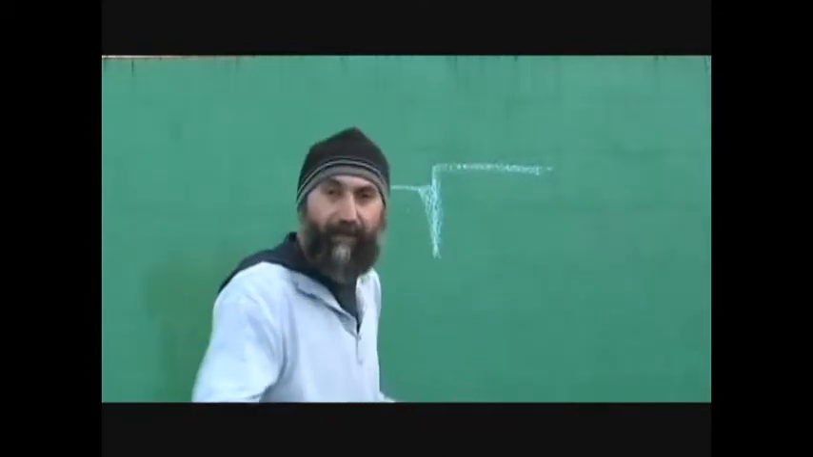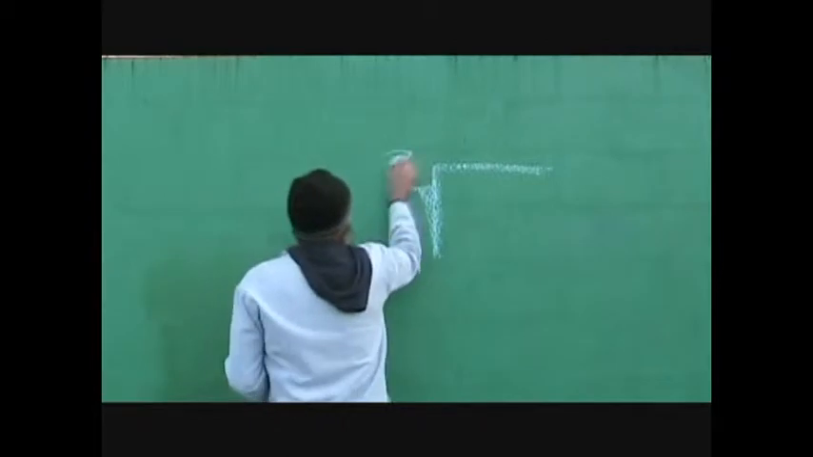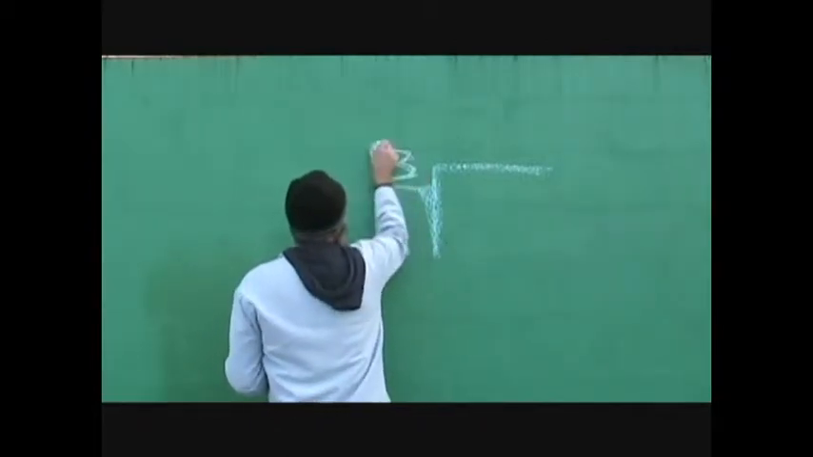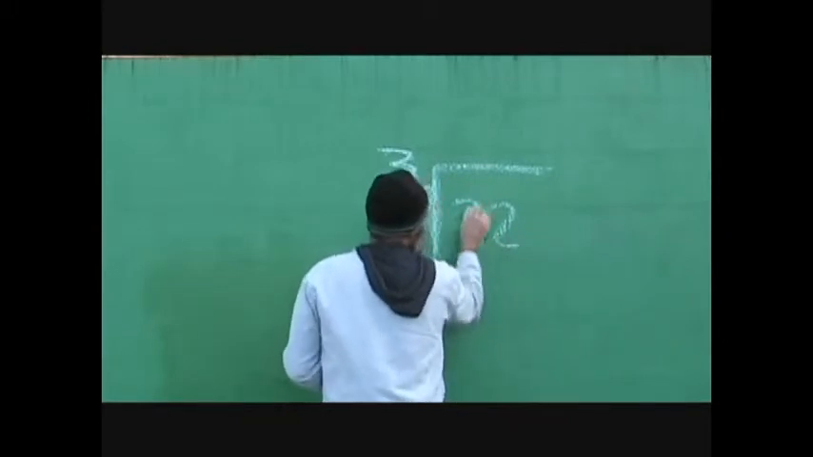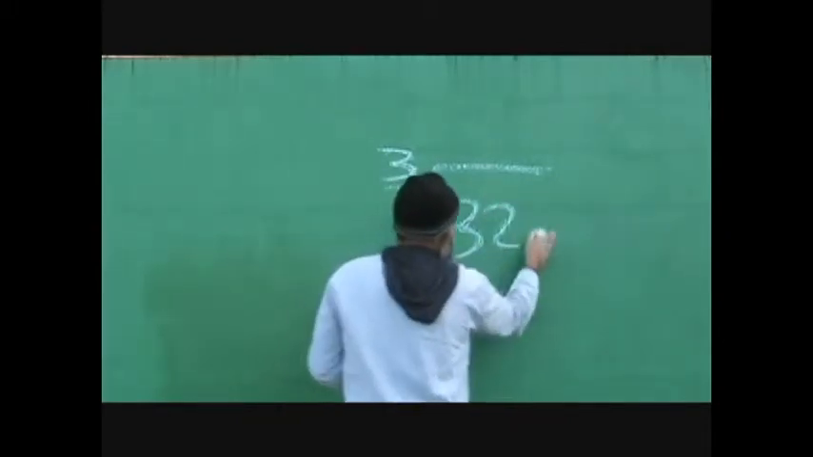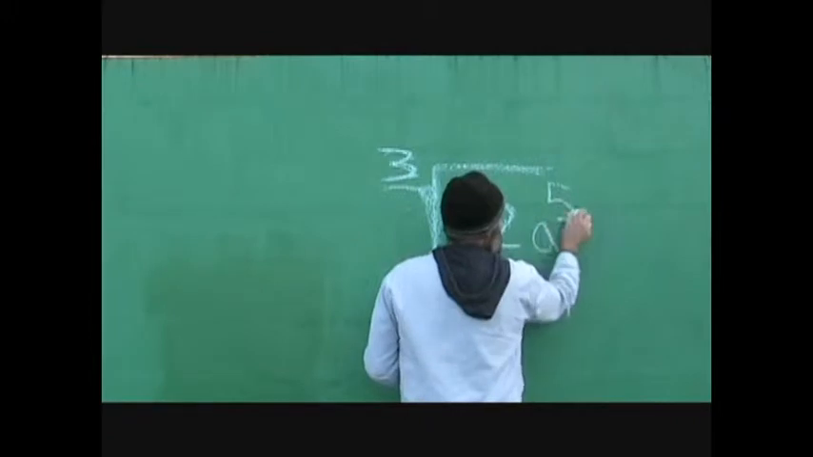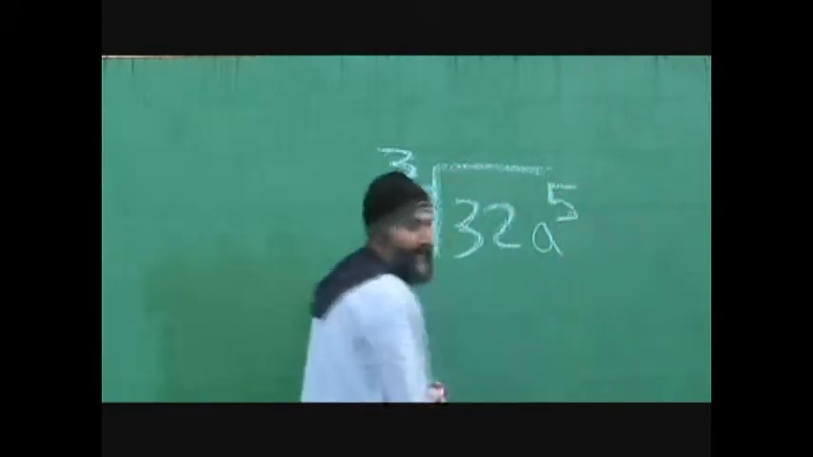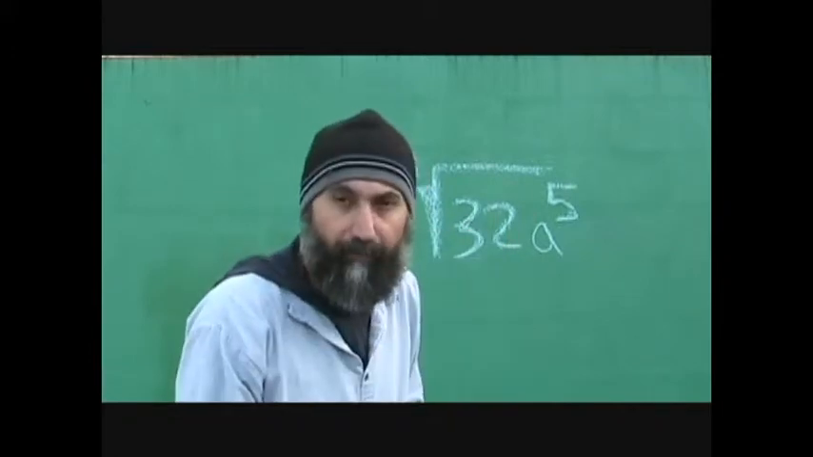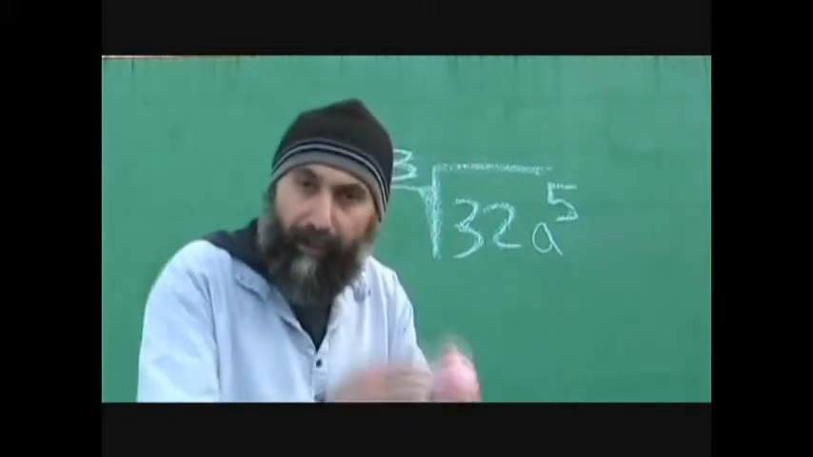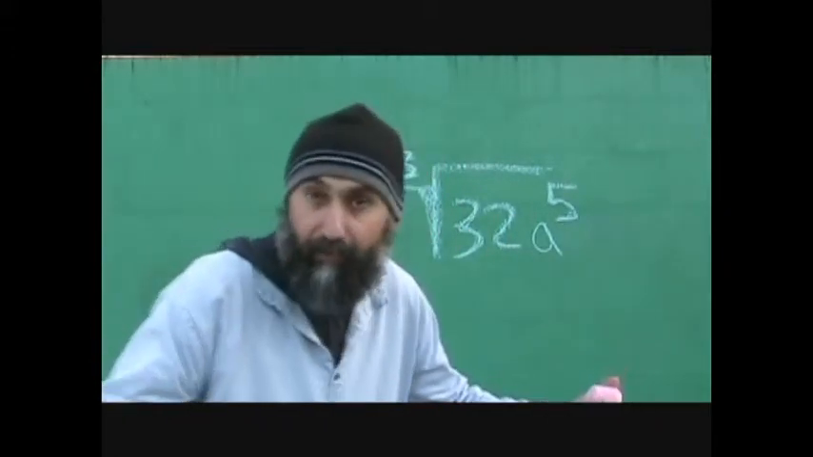So let's do an example. Let's take the cube root of 32a to the power of 5. Let's break this down into its core values. I guess that's what we're going to call it, right?